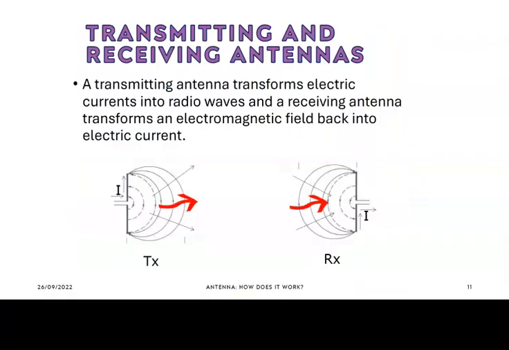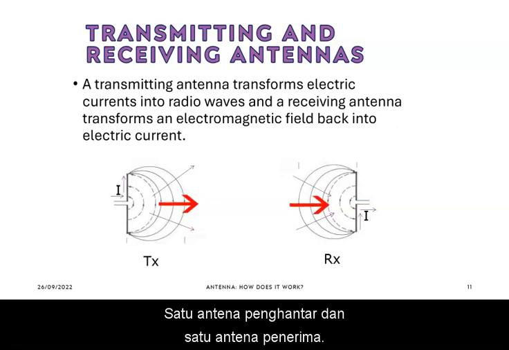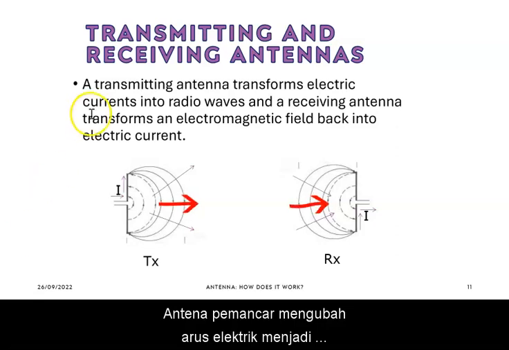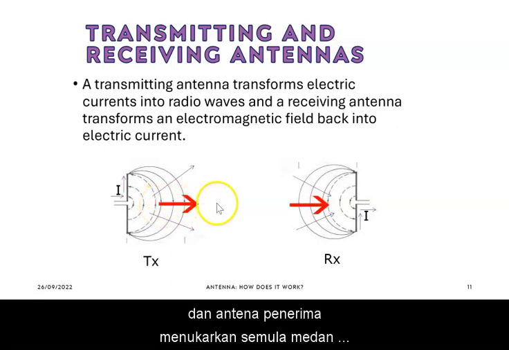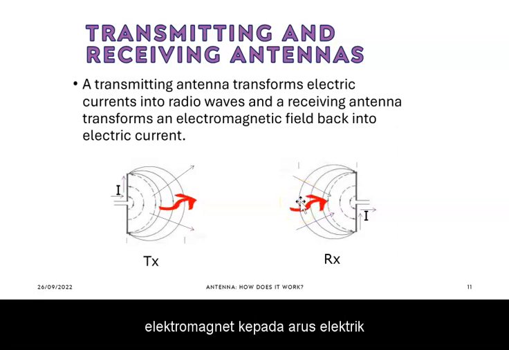So basically, you will have one transmitting antenna and another receiving antenna. A transmitting antenna will transform the electric currents into radio waves, while the receiving antenna will transform the electromagnetic field back into electric current.